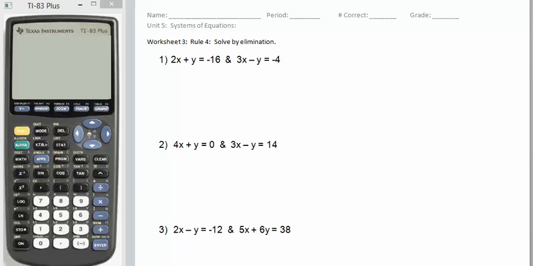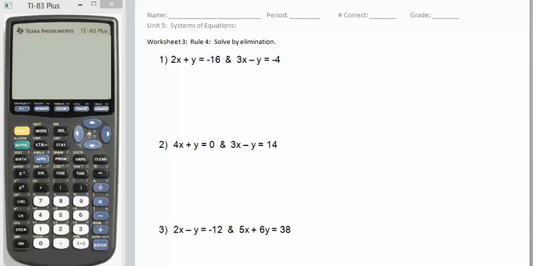The last method is called elimination. Now, elimination we're really only going to use if both of our equations are in standard form, which means both the x's and y's are on the same side of the equation. So actually, all of these you could solve by solving everything for y and plugging them in the calculator and finding that. So I'm going to show you one example of that.